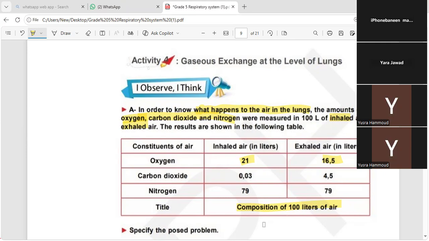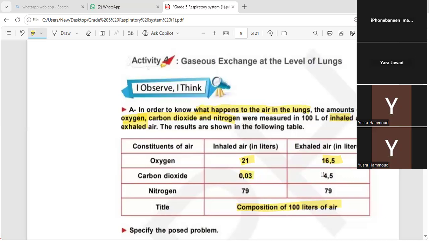Let's continue. I will ask Jawad. How much is the amount of carbon dioxide in the inhaled air? Jawad, please, you must answer, even a wrong answer is better than not answering at all. How much is the amount of carbon dioxide in the inhaled air? Read it from the table. 0.03. Yes, liters.